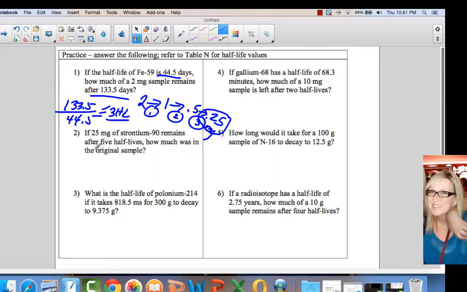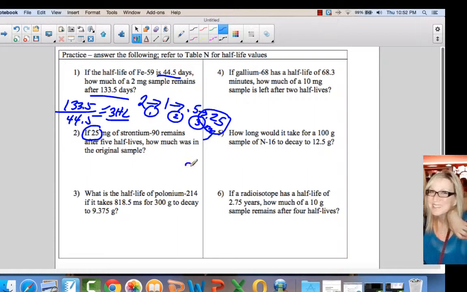If 25 milligrams of strontium-90 remained after 5 half-lives, how much was in the original sample? Well, I know what I was left with, so I now have to find out what I started with. And I know 5 half-lives took place. And I know that strontium-90 has a half-life of 29.1 years. Well, it doesn't matter because that's kind of irrelevant, because it says if 25 milligrams remains after 5 half-lives, how much was in the original sample?